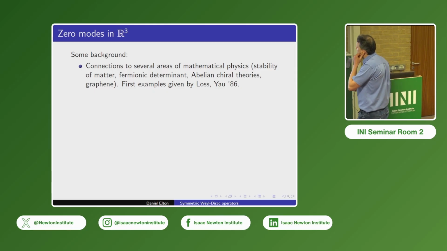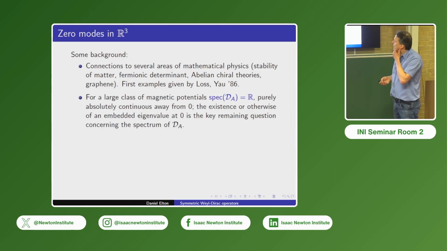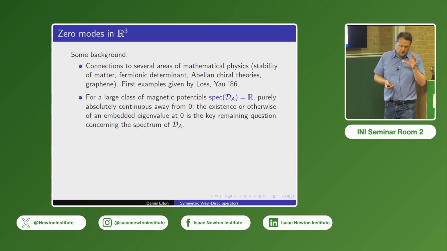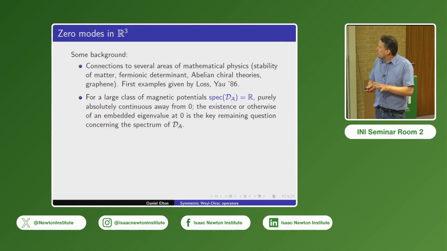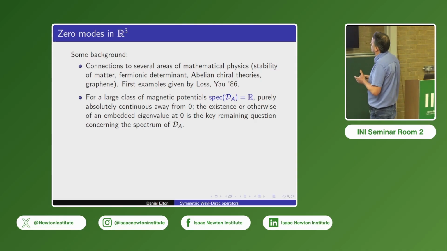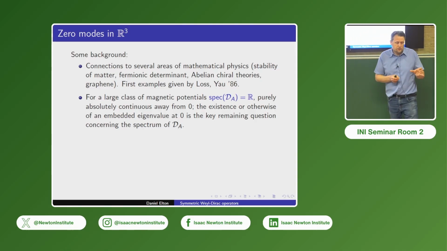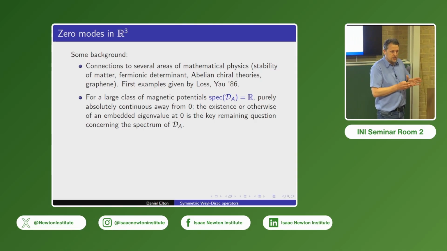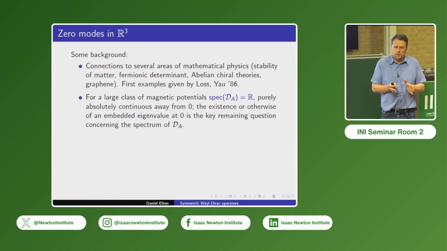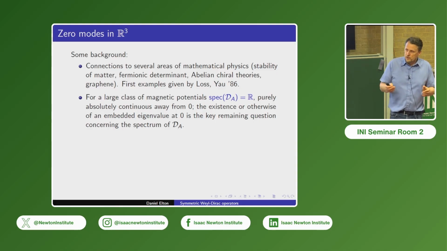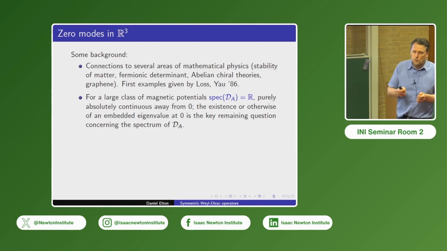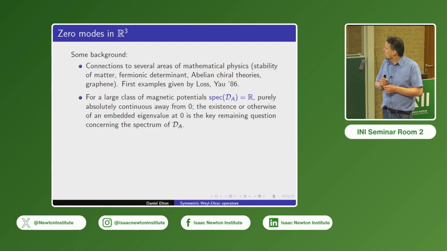Other people have constructed examples since then, found applications in other areas. There's also some interesting mathematical connections. One route to look at, if you want to look at the Dirac operator on R3, the Weyl-Dirac operator, you can look at the spectrum, and in many cases for the potentials, certainly the ones that we'll be interested in here, the spectrum is the whole of the real line, and it's purely absolutely continuous away from the point 0. So 0 is the only interesting spectral question left.